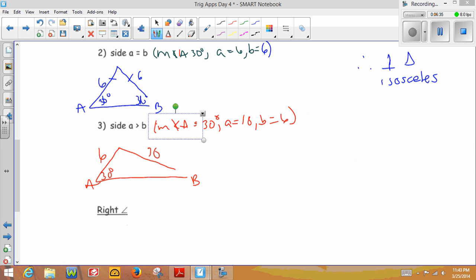Is it possible to have a triangle where this side is 10 and this angle is 30? Angle B would have to be less than 30 degrees because the side is 6 and the smallest angle is across from the shortest side. So that would mean that angle B would be less than 30, and I'd have enough degrees left over to make a full triangle, which only has 180 degrees. So yes, it is possible to have one triangle.